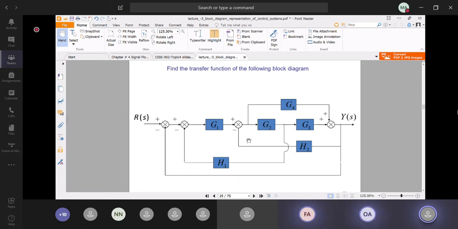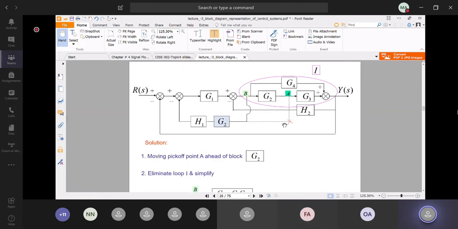Okay. If you look at this loop, G2, G3, H2, it is also affected by G4 prime, by this summation and by this pickoff. If we eliminate this loop, we can solve this easily. Also, this loop is affected by this summation, and also this pickoff. It is easy to start with this parallel, but here we have to deal with this pickoff point.